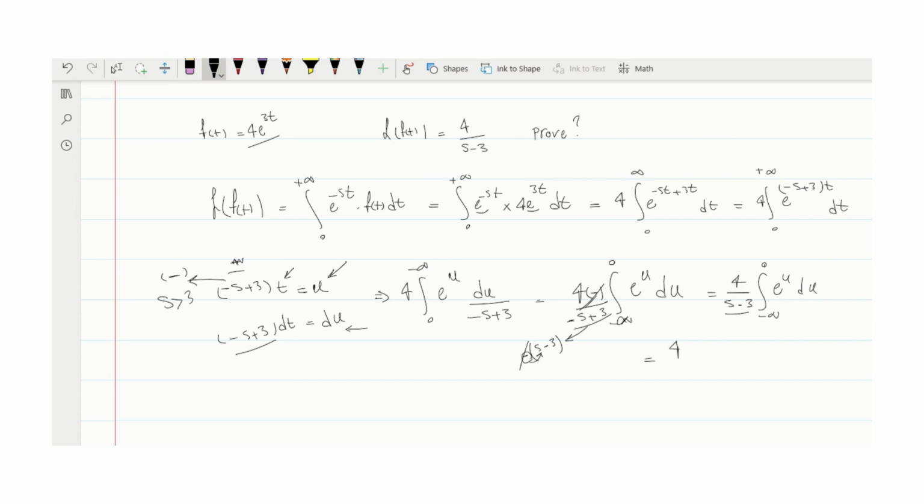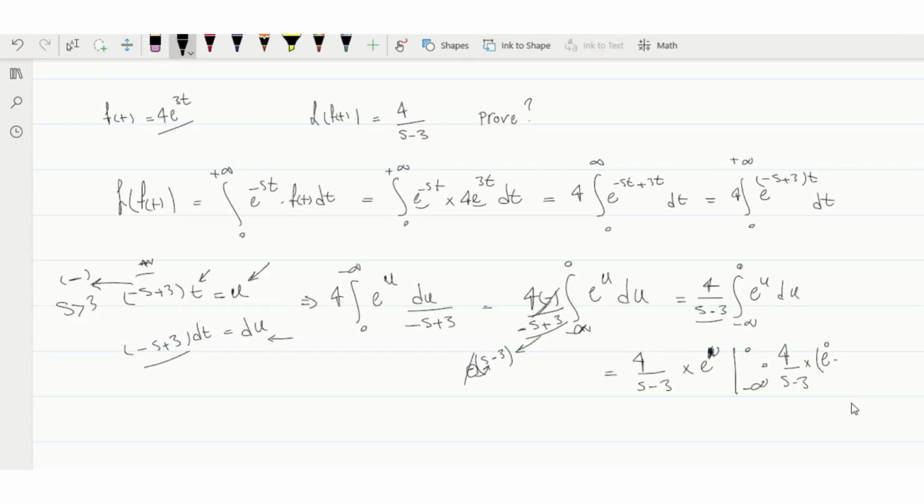So after that, the value in front of the integral is 4 over s minus 3, and the integral of e to the u is equal to e to the u itself, and the range would be from minus infinity to 0. And now we're just going to substitute 0 and minus infinity into it. So it would be e to the power of 0 minus e to the power of minus infinity. So this value would be 1, this value would be 0, and the result is 4 over s minus 3.